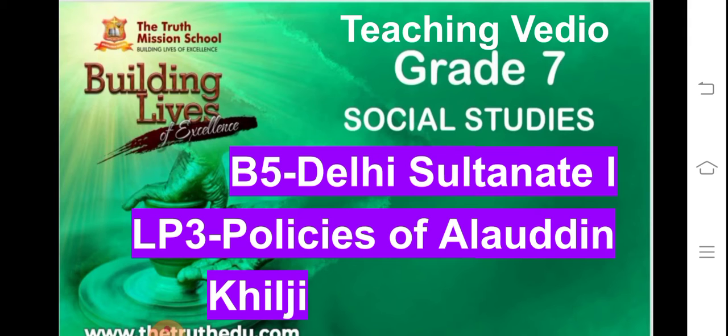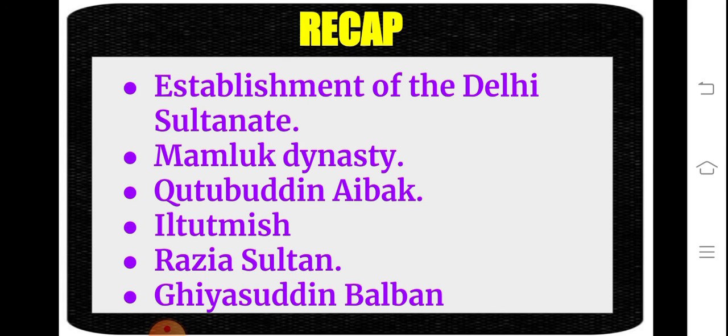Today, we will be learning block 5, that is Delhi Sultanate 1. And in that, we will be talking about policies of Alauddin Khilji. So be sure that you have all the essentials: your workbook, notebook, content book, along with the stationery. So, first, we will quickly recap our previous section.